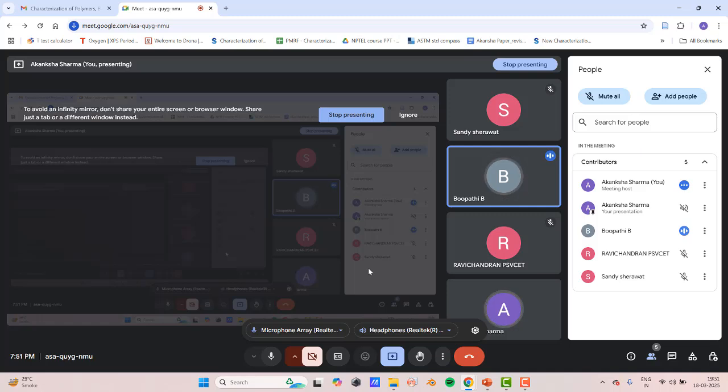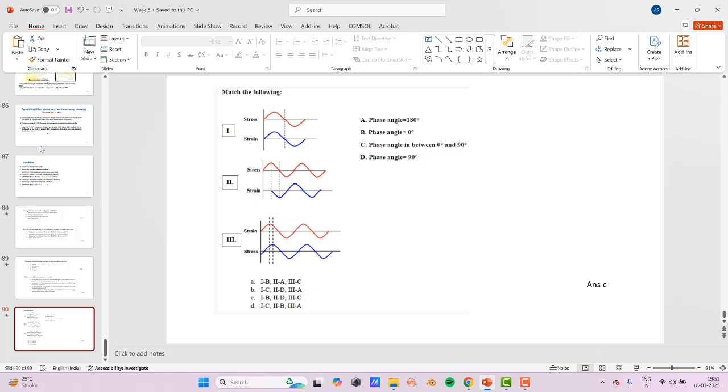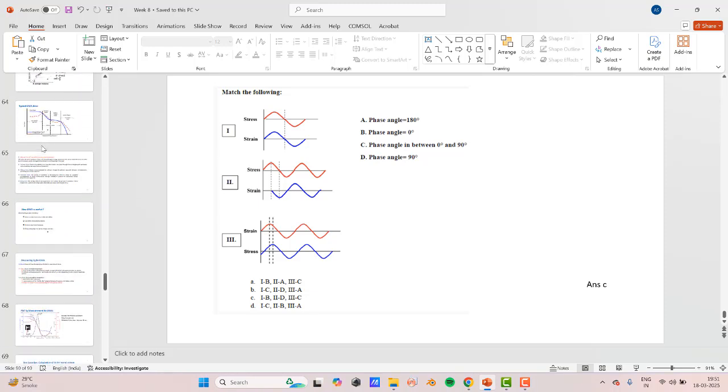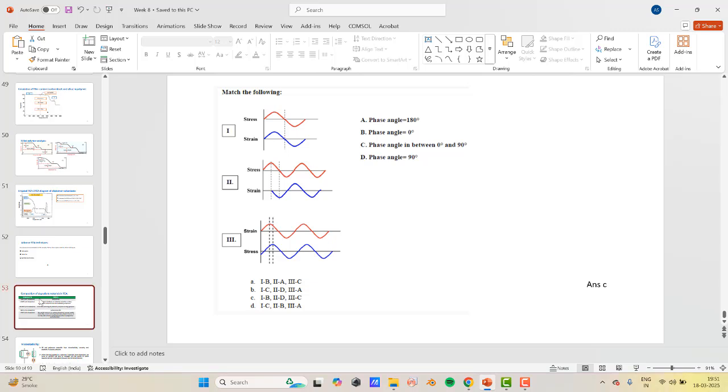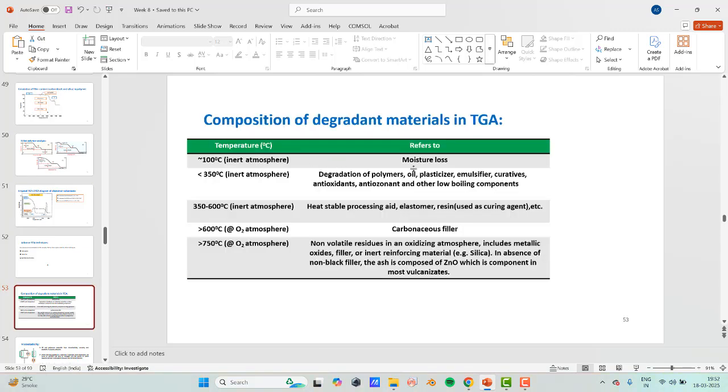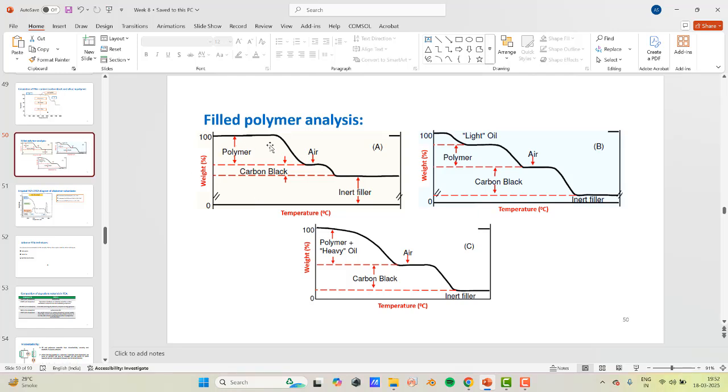For TG, for polymers, it is more than 350 that they start degrading. From this table also you can see here, most of the moisture will go at 100 degrees centigrade. Then the degradation of some of the polymers will start from around 350, less than 350. But most of them are stable up to that, and some of the elastomers will degrade in the range between 350 to 600. So that is the range for polymers.